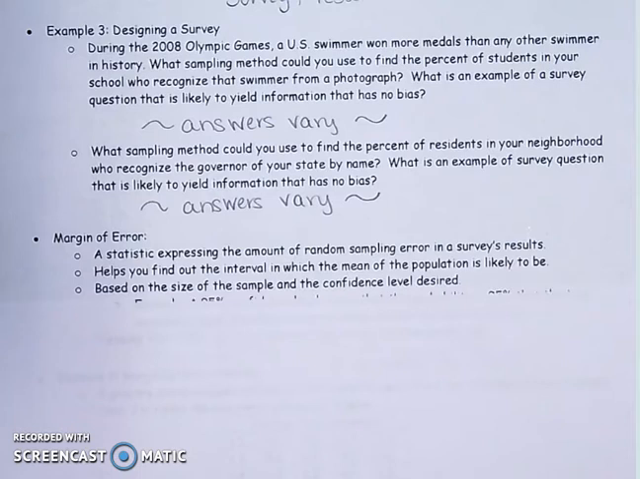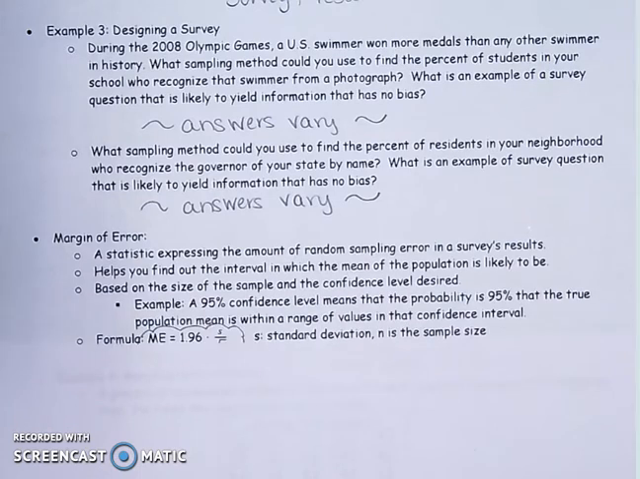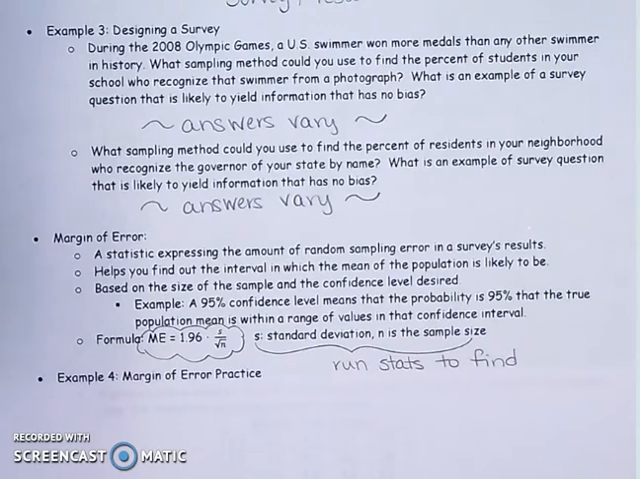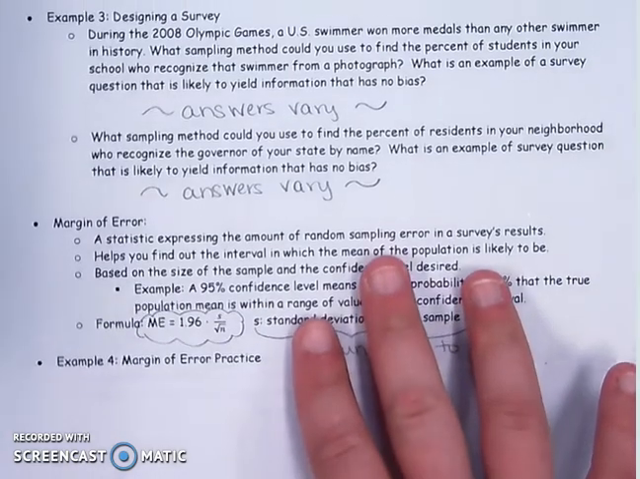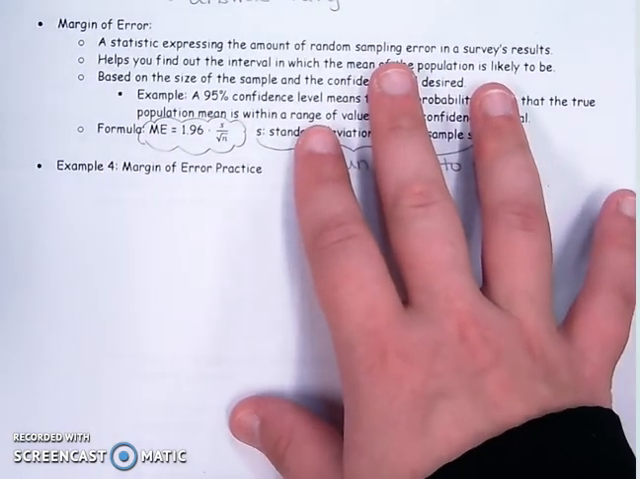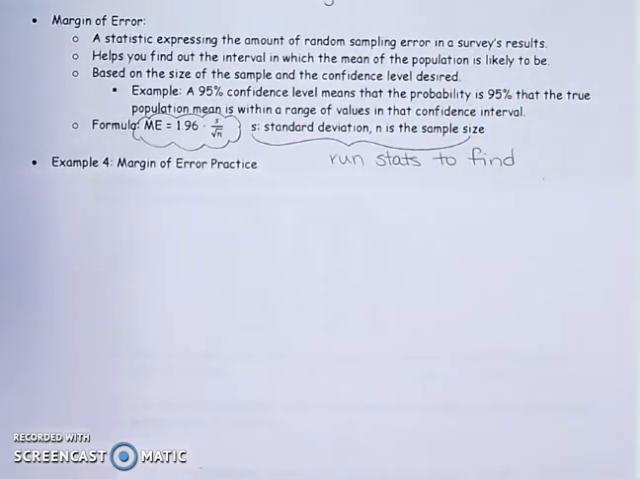Margin of error is a statistic expressing the amount of random sampling error. In anything, there is always an error. You never are perfect in your math. And with statistics, you can say 95% of the population believe this, but we all know that it might not be exactly 95%. It could be a little less, could be a little more.